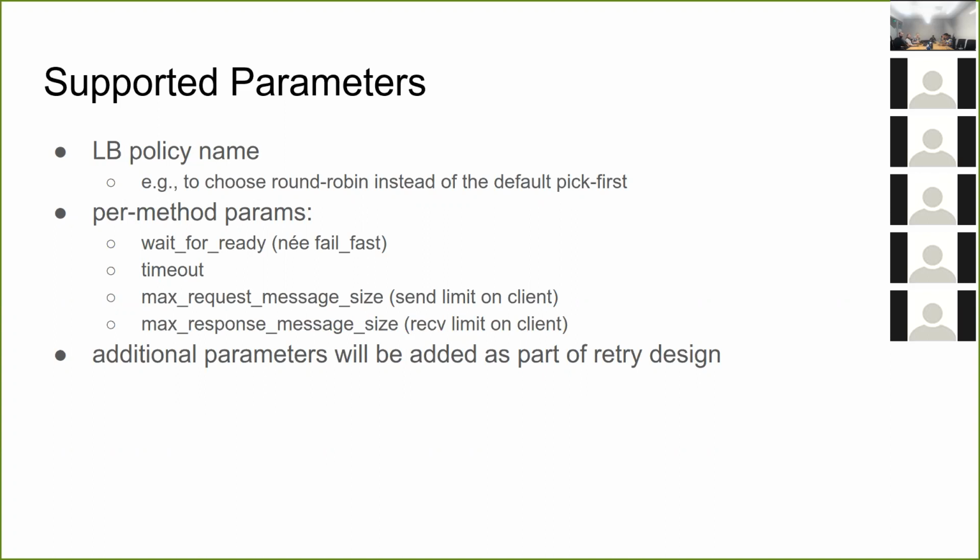Wait for ready controls the behavior of the client channel as to whether the RPC will fail after the first connection attempt to the server fails, or whether it'll keep trying and stay pending until its deadline if it can't connect. The timeout is a way of specifying what your deadline is going to be on a per call basis. And then max request and response sizes. Because we're only checking these on the client side, one is checked as a send limit, one is checked as a receive limit.